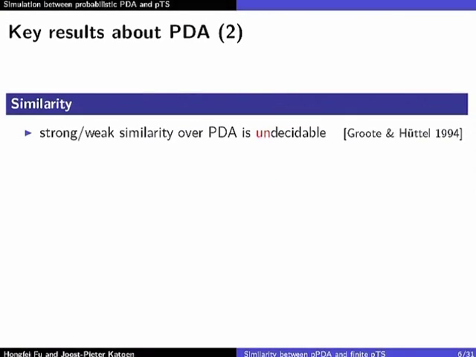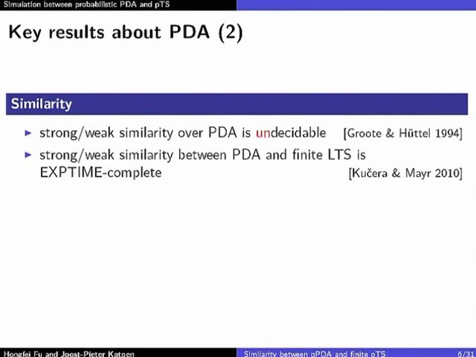If you look at simulation, then strong similarity between pushdown automata is undecidable. Actually, an old result by Jan Friso Groote and Hans Hüttel. And strong and weak simulation between a pushdown automaton and a finite transition system, where bisimulation was PSPACE-complete, this becomes EXPTIME-complete. So it's, let's say, in a different complexity class.